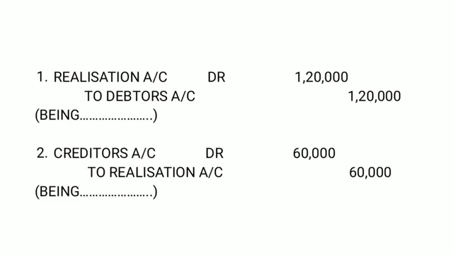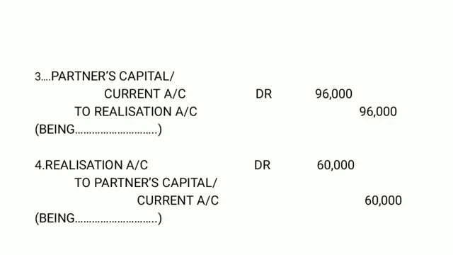Now what happens with debtors is that it is taken over by the partner. So partner's capital current account is debited when an asset is taken over by the partner. This journal entry we have understood while understanding the concept of journal entries, when assets are sold, when any asset is taken over by the partner. If you have learned journal entries, then these sums are easy for you. Otherwise, it is difficult. Alright then. Partner's capital current account debit to realization account 96,000.